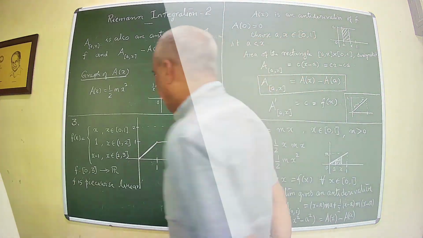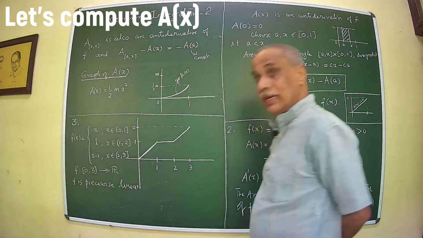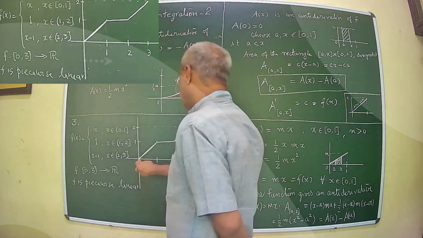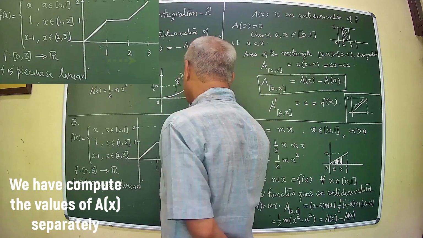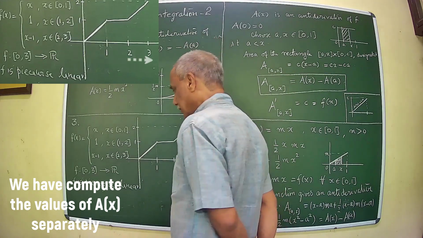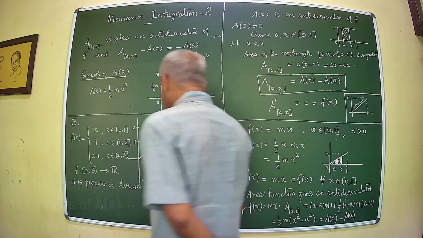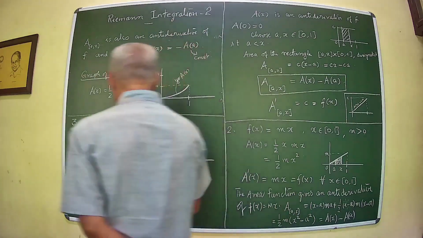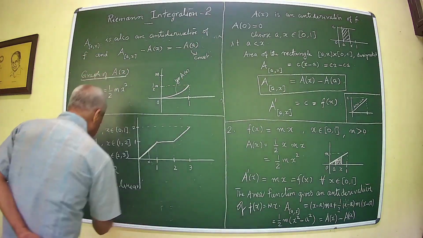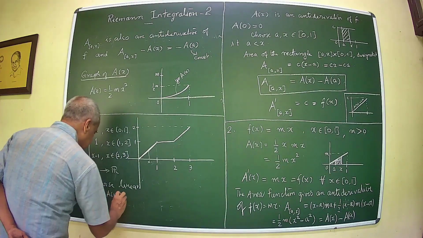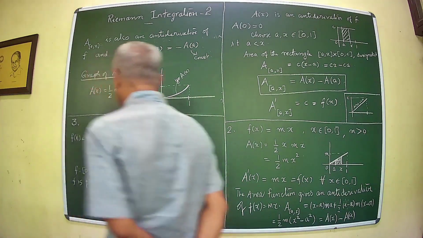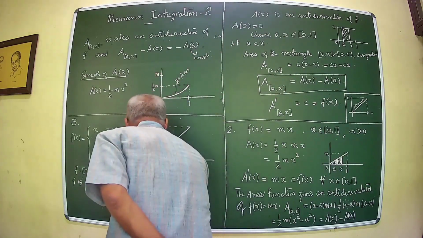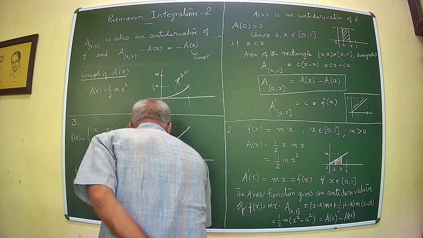Now let us compute A of x in this case. See, here when you compute A of x, you will have to compute it separately for values on the interval 0 to 1, then 1 to 2 and 2 to 3. Okay? So we do that. Start with x somewhere here. This is something which we have already computed. Therefore you see that on this interval, your A of x is going to be half x squared, the area of this triangle. And that is true for x belonging to 0 to 1.